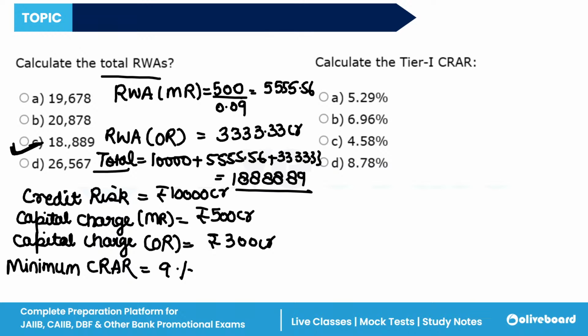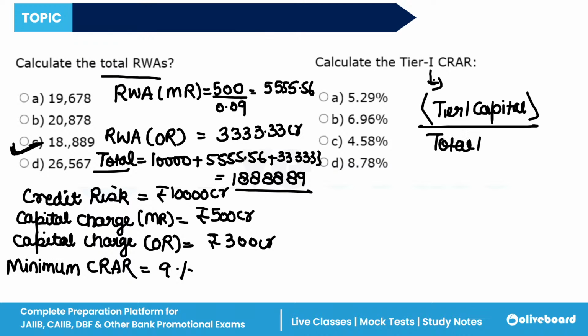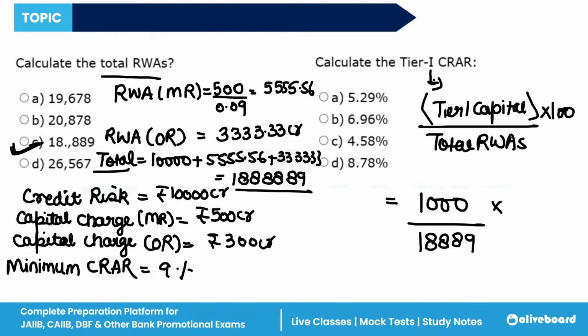Then next question is asking the tier 1 capital CRAR. So this will be calculated as tier 1 capital divide by total RWA multiply by 100. So 1000 divided by 18,889 multiply by 100, which is equals to approx 5.29%.